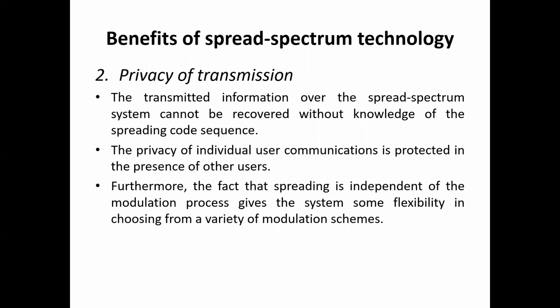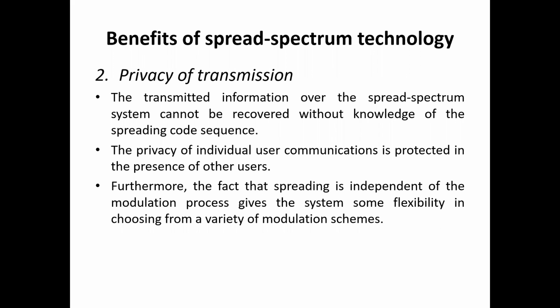Second benefit of the spread spectrum system is the privacy of transmission. Okay, the transmitted information over the spread spectrum system cannot be recovered without the knowledge of the spreading code sequence. Now, after say 10 minutes or more, I'm going to explain what I mean by spreading code. Of course, to transmit a signal, first of all, the message signal m(t) or the binary bits are multiplied by what? By chip code. Okay, chip code. This chip code will lead to spreading the energy of the bits over a wider bandwidth, or in other words, we say the bit rate will be increased.